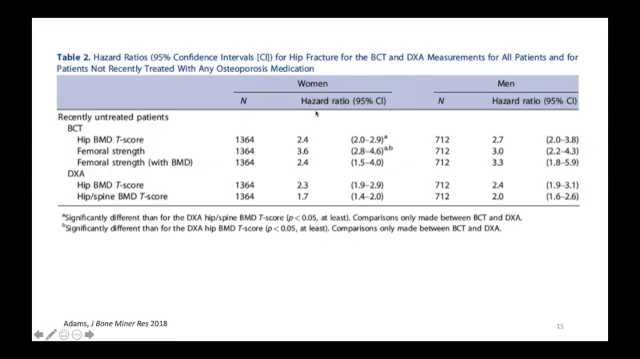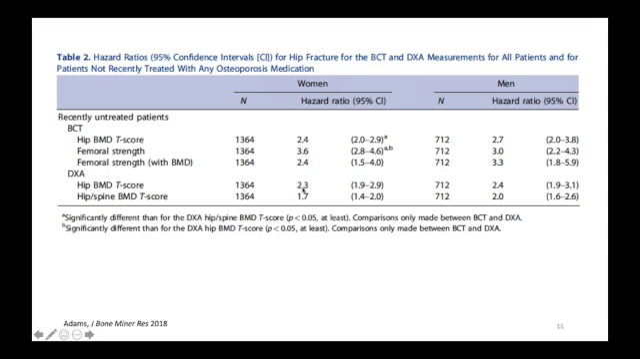Here are some of the results. These are the hazard ratios. So it's a measure of risk. Hazard ratios for the continuous measurements. And you can see for the DEXA, if we start with DEXA here, the hazard ratio for women for the hip T-score is 2.3. So the outcome here is, did you have a hip fracture in the following 5 years?